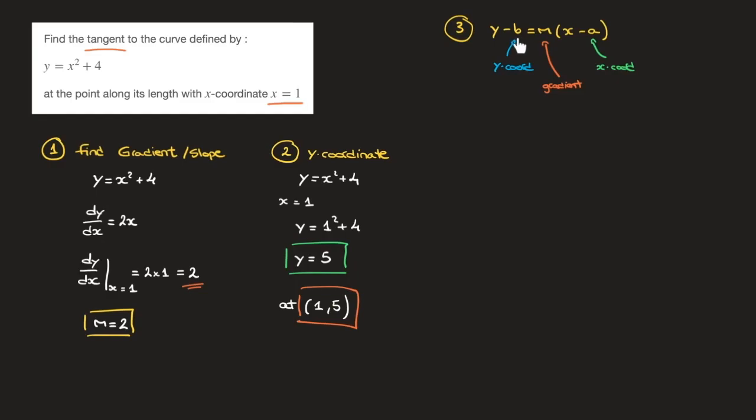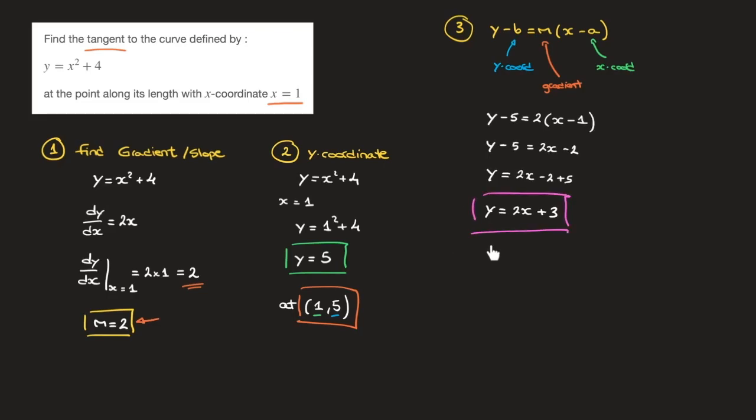So using the fact that the y-coordinate is 5, that the x-coordinate is 1, and that the gradient is 2, this quickly leads to y minus 5 equals 2 times x minus 1. And that leads us to y minus 5 equals 2x minus 2. And now rearranging that, that's y equals 2x minus 2 plus 5, and finally y equals 2x plus 3. And that's the final answer. We've just found the equation of the tangent to the curve at the point (1, 5).